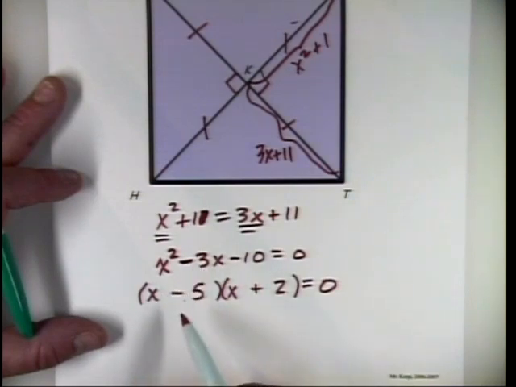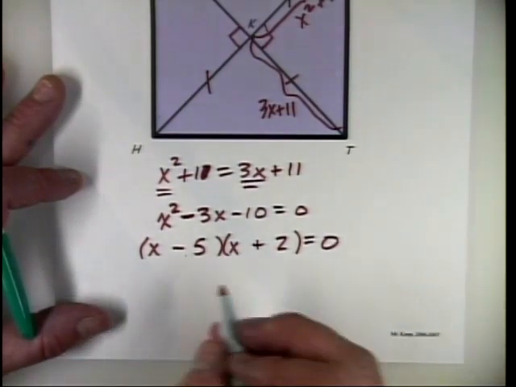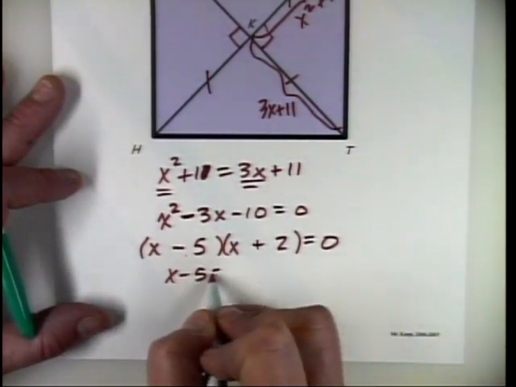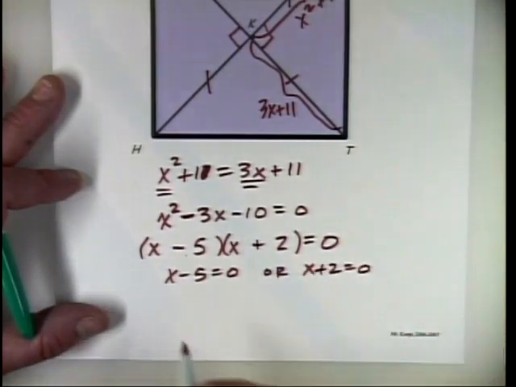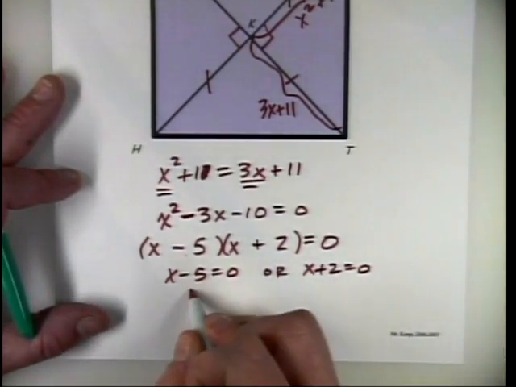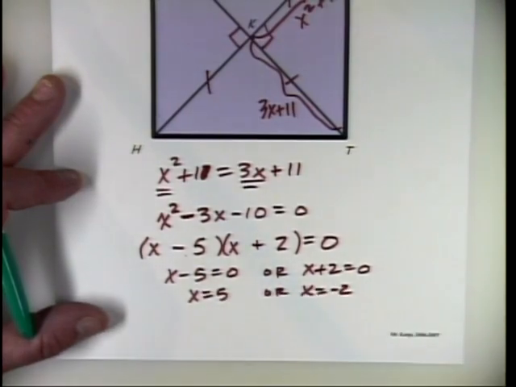Now the zero product property tells us if we have things multiplied together equaling 0, I can set each of them equal to 0. So x minus 5 equals 0, or x plus 2 equals 0. And then two little algebraic equations solving, I get x equals 5, or x equals negative 2.